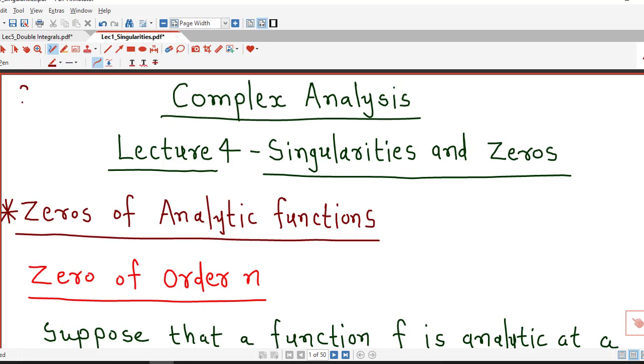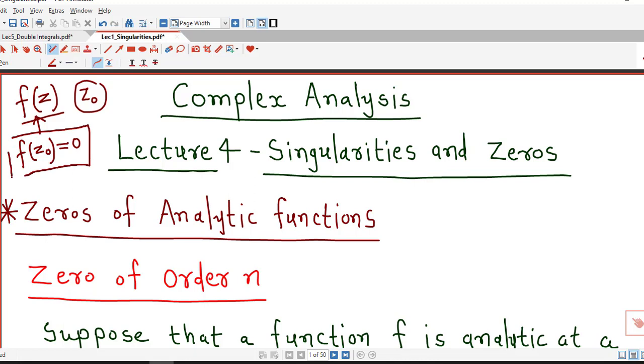So one simple meaning of zero of a function, which we understand, is that if we have a function f of z, then this point z0 is called a zero of this function if the value of the function at z0 is 0. This is the meaning of zero which we know from our past experience, that if the value of the function at some point is 0, say f of z0 equal to 0, then this point z0 is called a zero of this function.